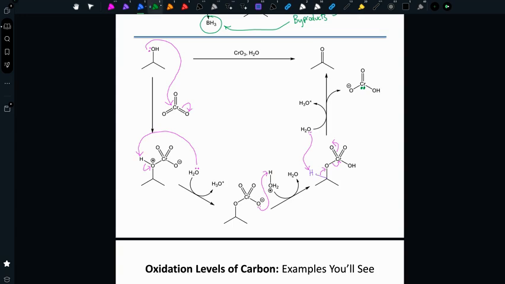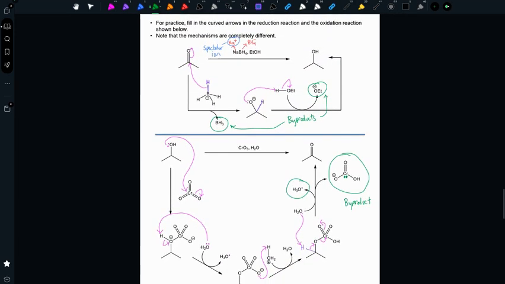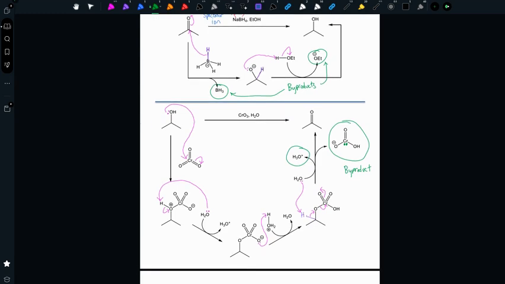And notice in this case, I get this byproduct. And the solution is actually going to become acidic because I've also created H3O plus as a byproduct. So there's an example of some oxidation reduction mechanisms. The key thing to note, they go by entirely different mechanisms and use entirely different reagents.